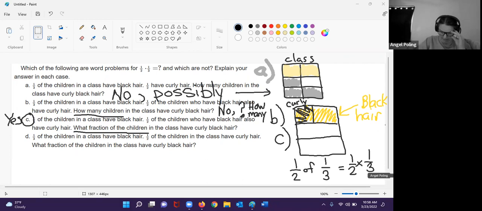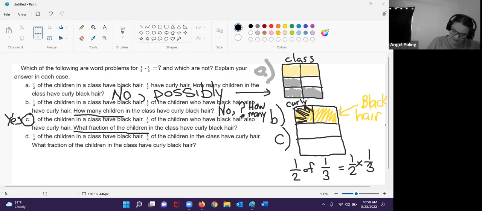Now we have 1/3 of the children in the class have black hair. 1/2 of the children in the class have curly hair. What fraction of the children in the class have curly black hair? So we have the same issue in D that we had in A. It just further illustrates that there were two issues with A.